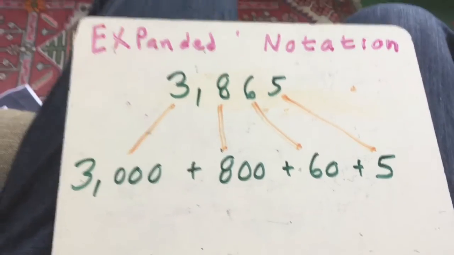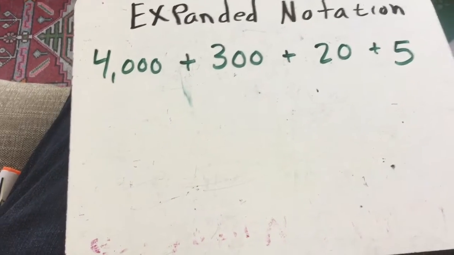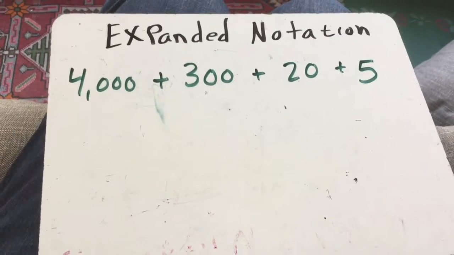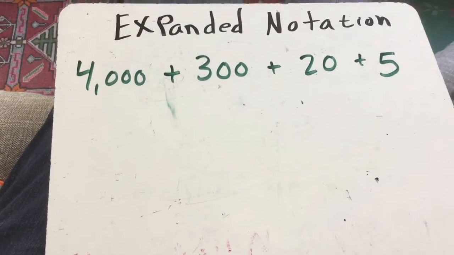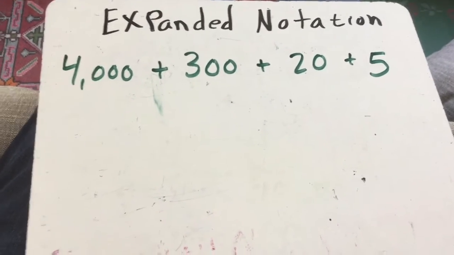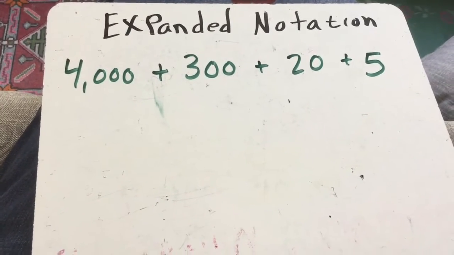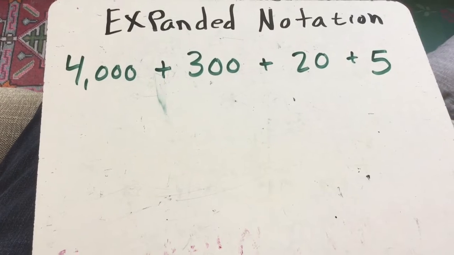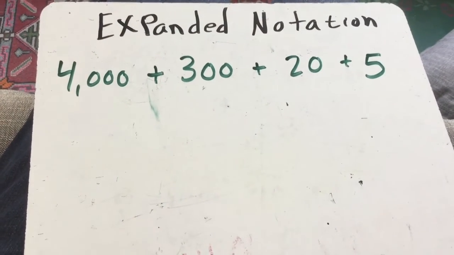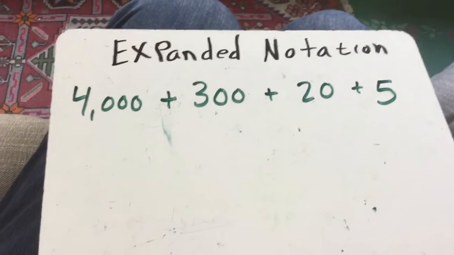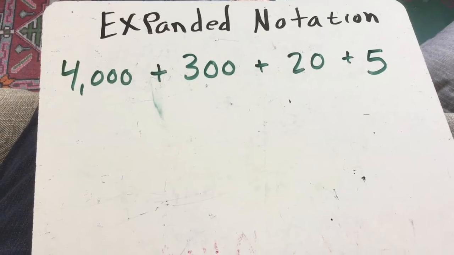Well, what are we going to do today? Okay, so today we're going to kind of do the opposite. I'm going to give you a number that's already been expanded. Then you're going to write the number that goes with it. Well, what does that mean? So what's 4,000 plus 300 plus 20 plus 5? What's that standard number, or what's the normal way we write that?